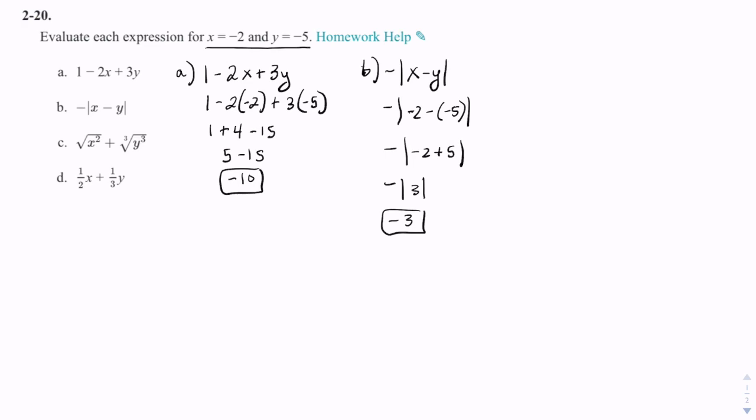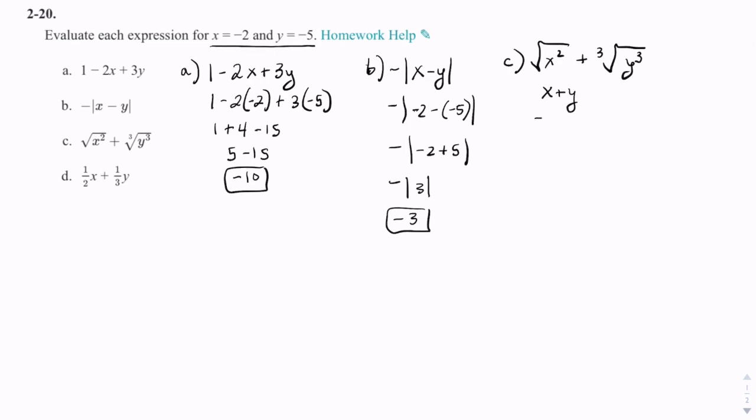sign in front. For C, we have the square root of x squared plus the cubed root of y cubed. Now we can simplify this first, right? Because this is jumping out at us. The first one, the square root of x squared, that just becomes x. And the cube root of y cubed just becomes y. So this is really saying x is negative 2, y is negative 5.